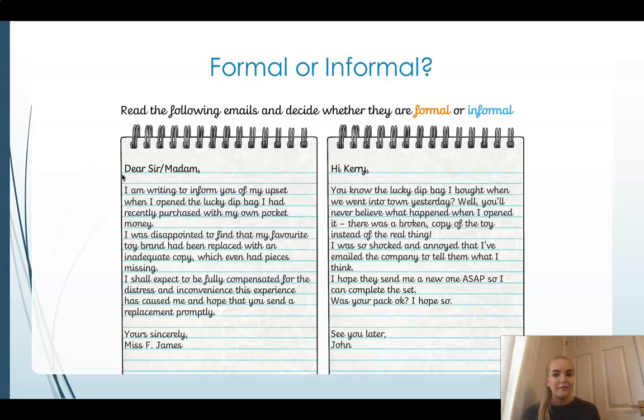Dear Sir or Madame, I am writing to inform you of my upset when I opened the Lucky Dip bag I had recently purchased with my own pocket money. I was disappointed to find that my favourite toy brand had been replaced with an inadequate copy, which had even had pieces missing. I shall expect to be fully compensated for the distress and inconvenience this experience has caused me and hope that you send a replacement promptly. Yours sincerely, Miss F. James. Have a think, was that written in a formal style of language or an informal style of language? Let's look at the second example and this might help us.